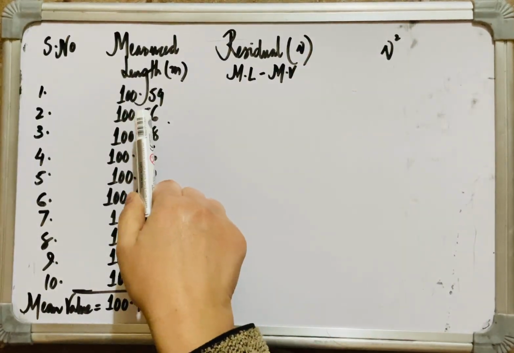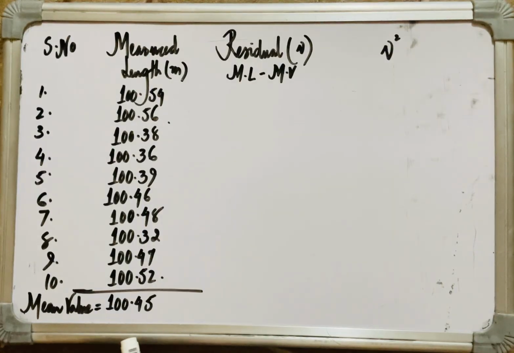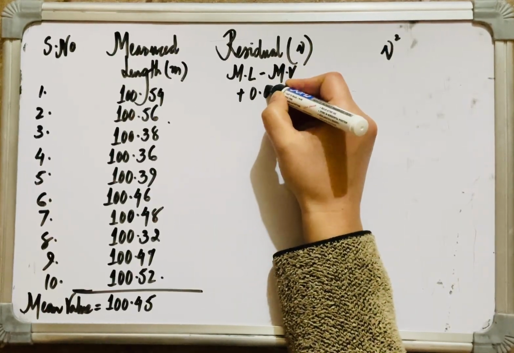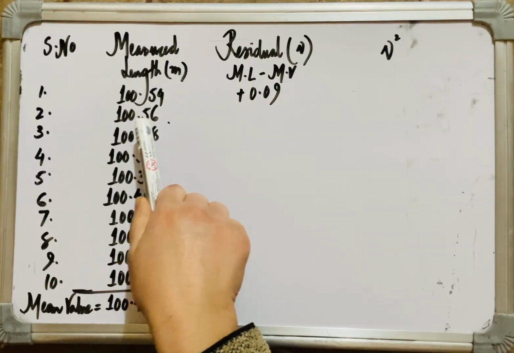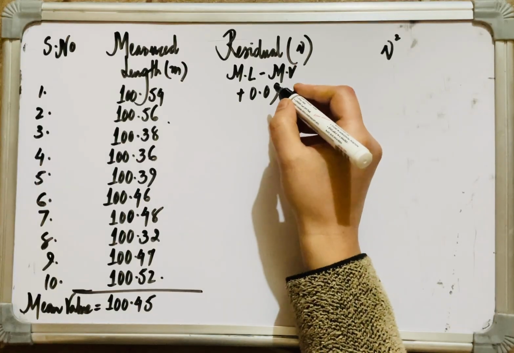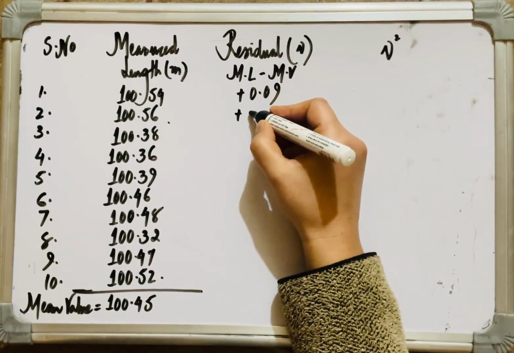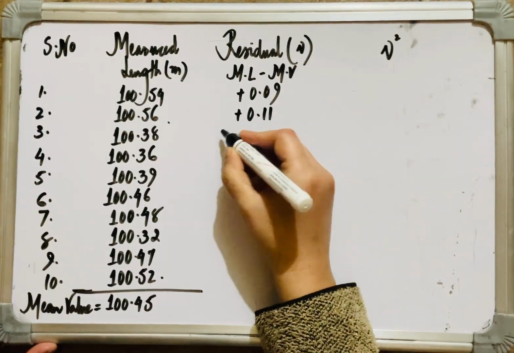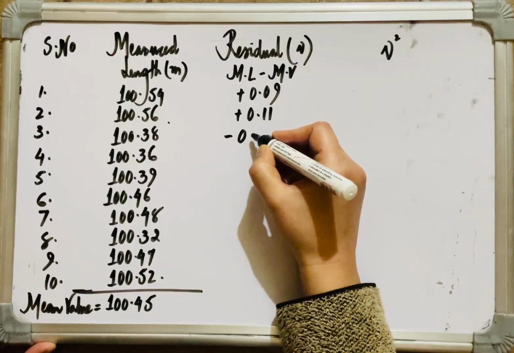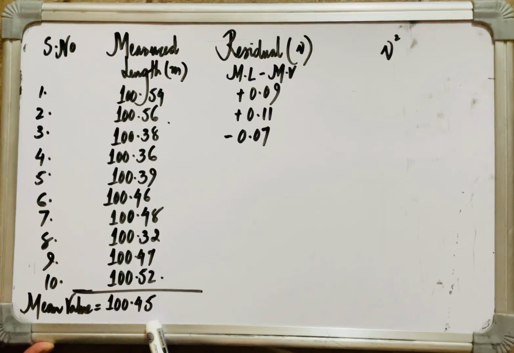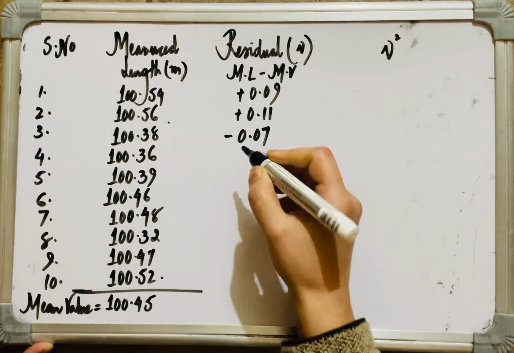So in the first case, it will be 100.54 minus 100.45. All right, so that is equal to plus 0.09. In the next case, it will be 100.56 minus 100.45, and that is plus 0.11. In the same way, I may write down the residual values. This comes equal to minus 0.07, because in this case it was 100.38 minus 100.45, so this is minus 0.07.